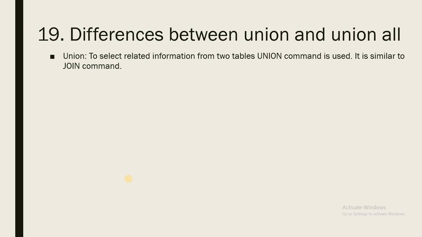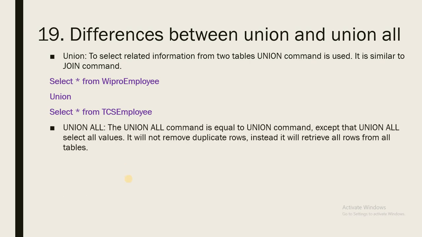Union: to select related information from two tables, the union command is used. It is similar to the join command. The syntax of union is select star from, so suppose I want to select Wipro employees and union select star from TCS employees. Like that we can use union and union all. The union all command is equal to the union command, except that union all selects all values. It will not remove duplicate rows. Instead, it will retrieve all rows from all tables.